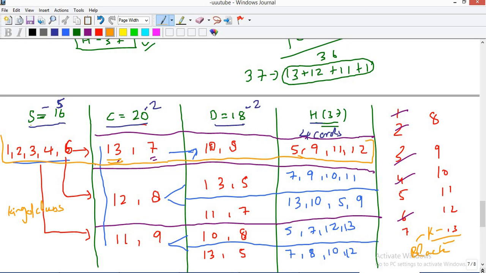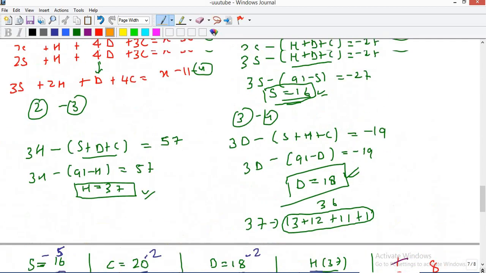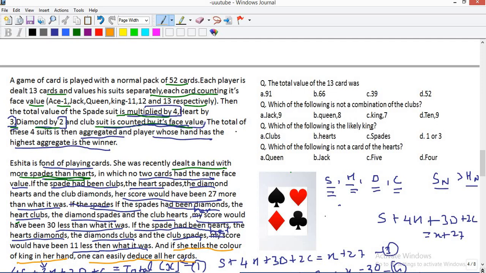So if she tells the color of her king, if she tells it is black, then this is the only unique solution. But if she says it is red, there are 4 possibilities. Then there are 4 cases, okay? So you cannot give a unique answer, but you can definitely give a unique answer if she tells that her king is of black color. Let's look at the questions. The total value of the 13 cards was, okay, so this is 91.